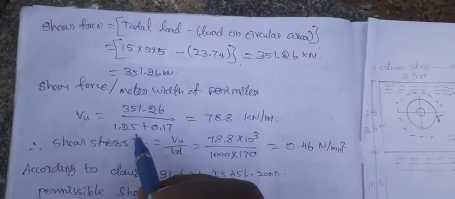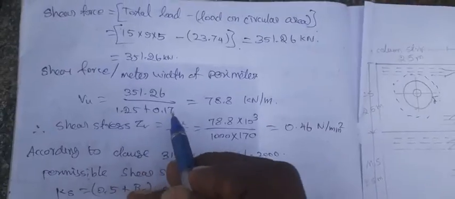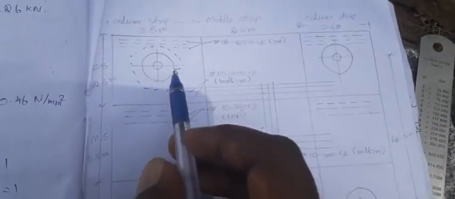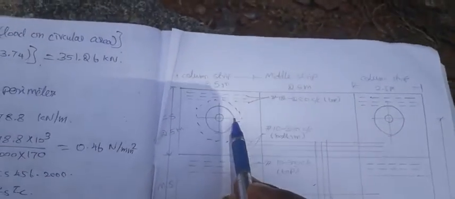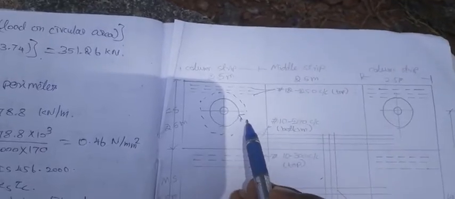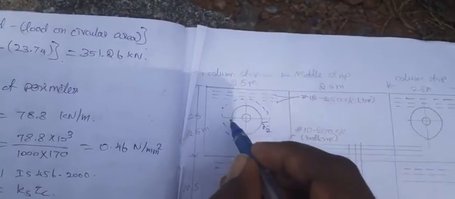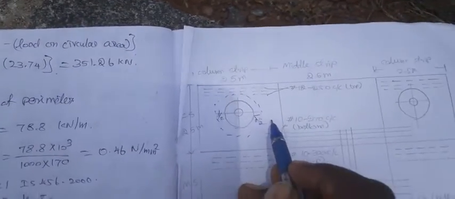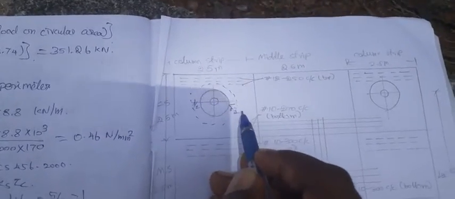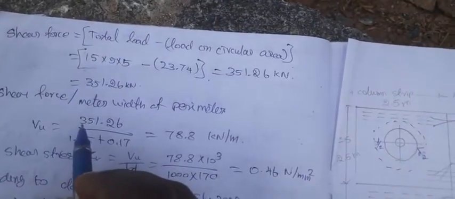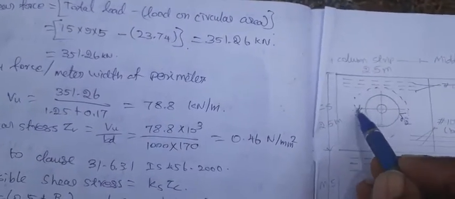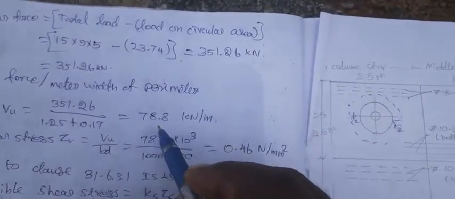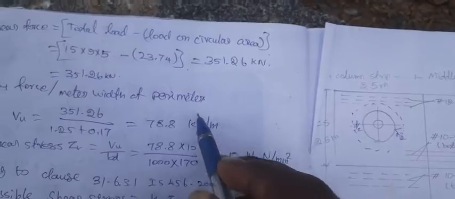The shear force per meter width of the perimeter, Vu, is 351.26, the total load, divided by pi into 1.25 plus 0.17. 1.25 plus 0.17 is nothing but the diameter of that portion, with d by 2 on each side. This portion is going to undergo punching shear. So Vu divided by this length gives us the shear force per unit length, 78.8 kilonewton per meter.